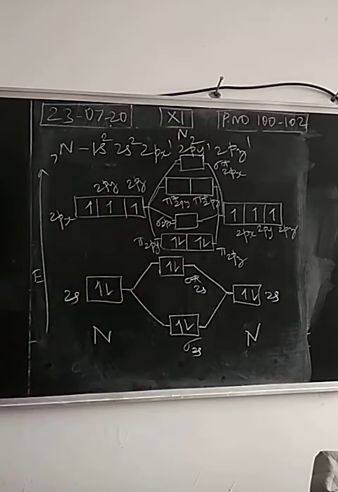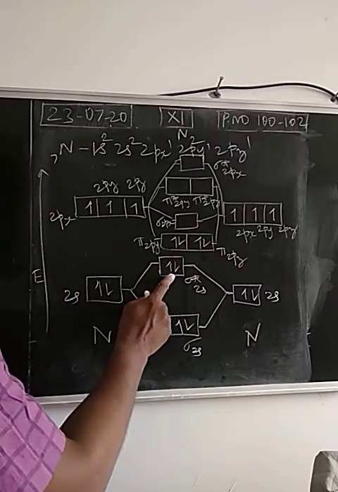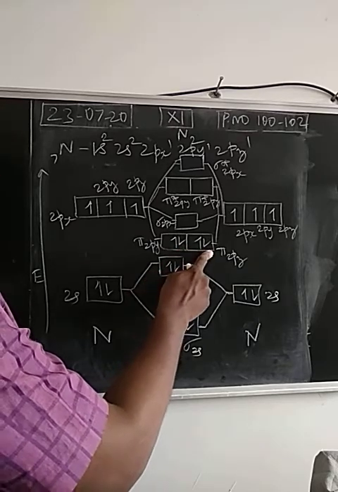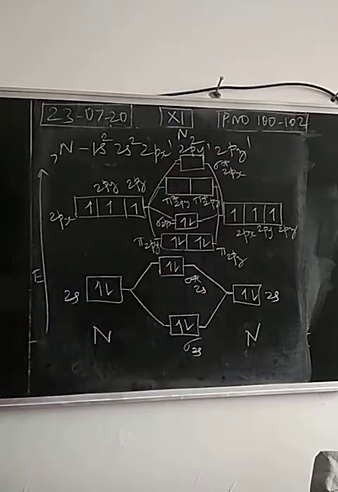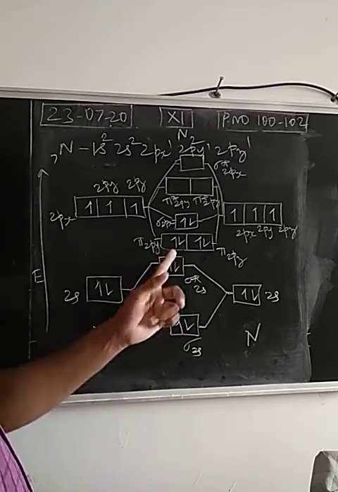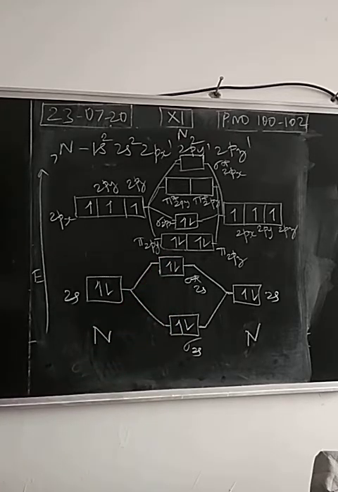You can place the 10 electrons in the bonding as well as anti-bonding molecular orbitals according to the basic principles of electronic arrangement. So first electron, second electron, third electron, fourth electron, fifth electron, sixth electron, 7, 8, 9, 10. So this is the arrangement. 10 electrons will be placed in this order. So we have only 2 electrons in the antibonding molecular orbital, and the remaining 8 electrons are placed in bonding molecular orbitals.